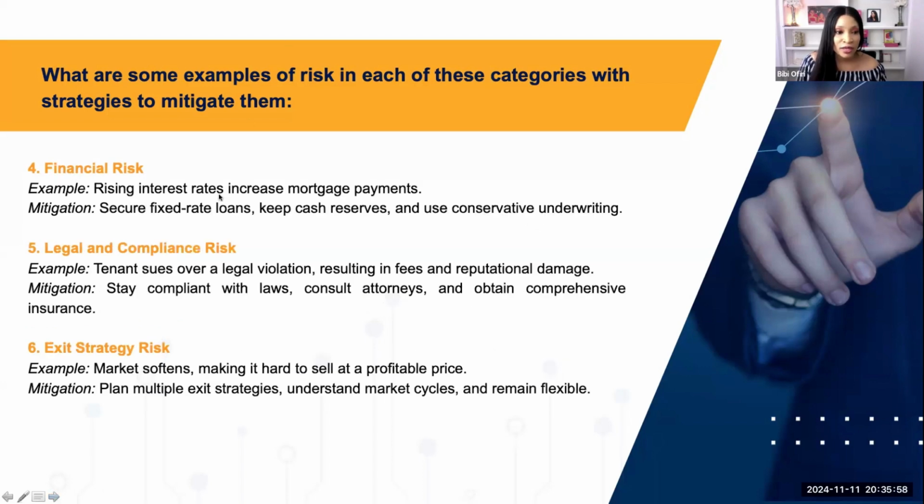So I have three more to go, and we can ask questions if we have any. Financial risk: rising interest rates, increased mortgage payments. You want to be sure of the loan you are getting, like I said. You also want to keep reserves, because we are seeing insurance going high. We are seeing property tax going high.